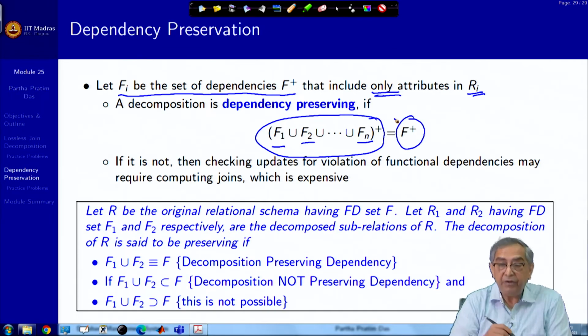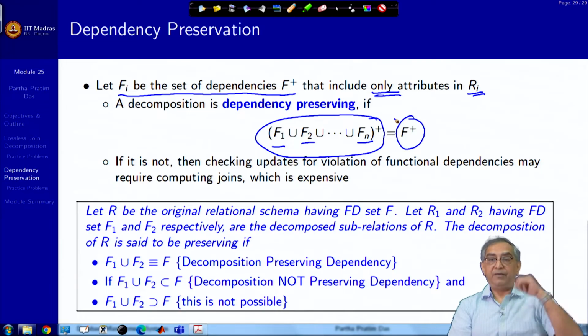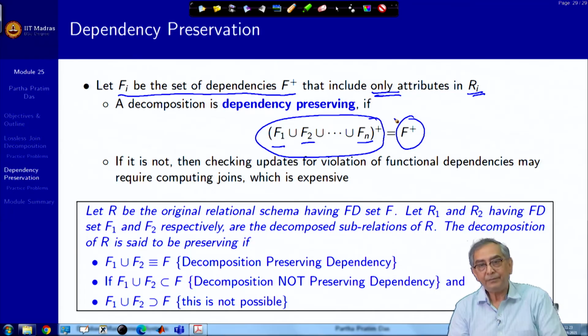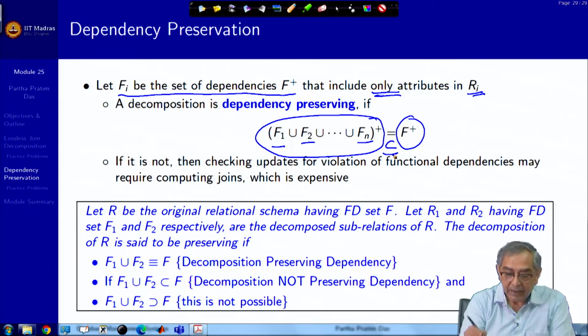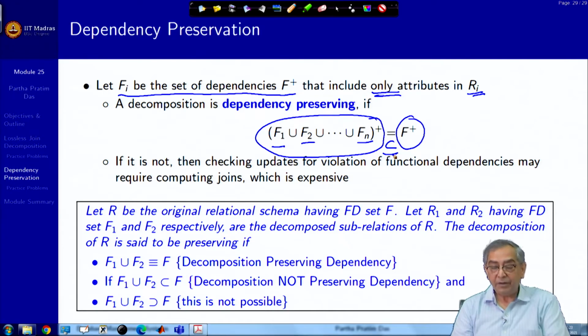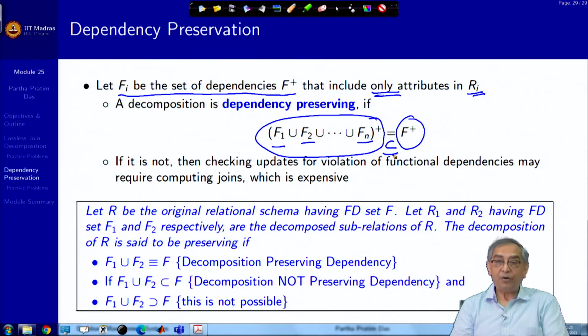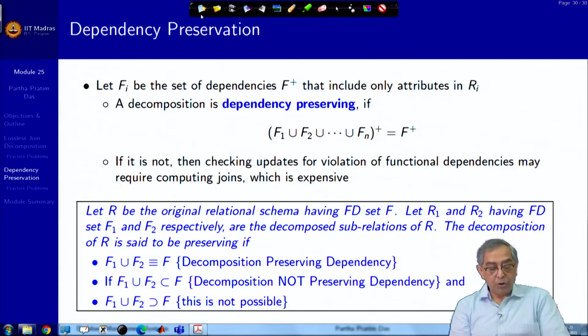If that is equivalent to F, that is, if that is equal to the closure of F, then all dependencies are preserved. But if it is a subset of F plus, then there is some dependency which is not being preserved. Right? That is the basic idea. So, we will say that naturally this is the general notion and definition.